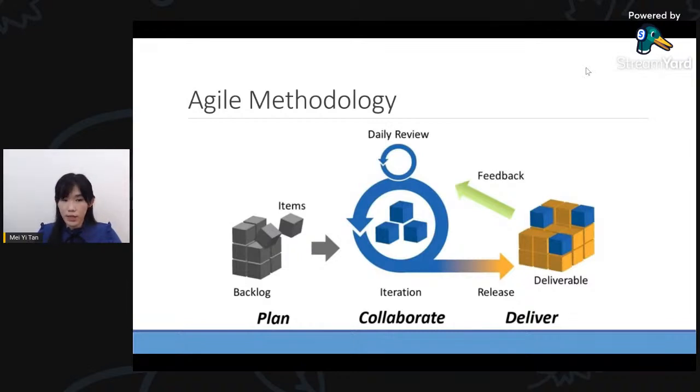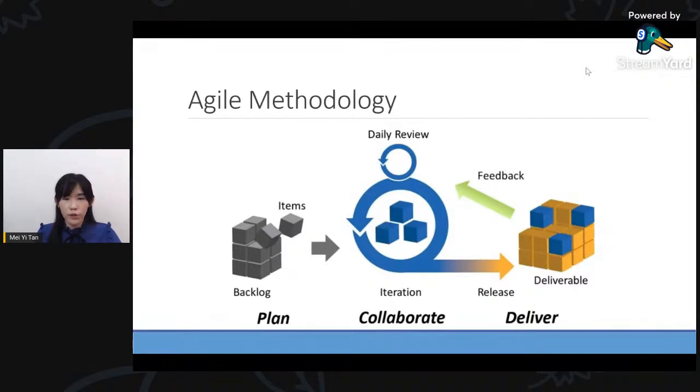So basically, the first stage is to start on your planning and then list out all the requirements that you think are needed. So you list it down. The items over here are basically the requirements that you need. So you need to list out all the requirements that you need. And then after that, you move to the next stage. So from here, we use a very simple phase we call collaborate.